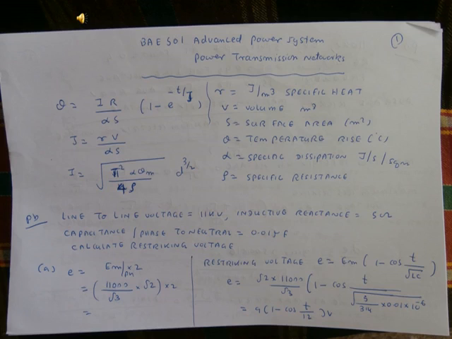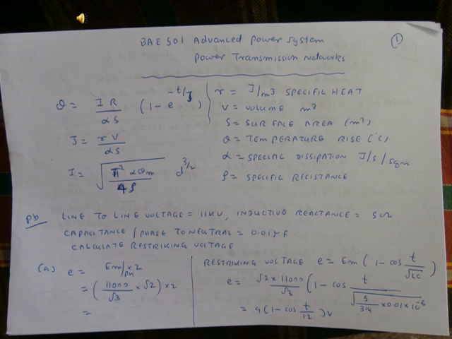Theta is equal to IR divided by alpha S, multiplied by 1 minus e to the power minus P by A. In this case, I is the joule per meter cube space heat capacity, P is the volume in meter cube, A is the surface area in meter square, theta is the temperature rise in degrees centigrade, alpha is the specific dissipation in joule per second per square meter, and rho is the specific resistance.